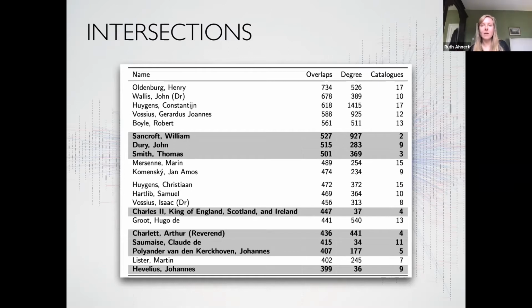And they're highlighted here in grey and overlapped or shared at least one connection with many other individuals. The method highlighted figures such as John Dury near the top of the list, who is found across 9 separate catalogues and overlaps with 515 people, and Johannes Hevelius, the Polish astronomer and politician, who's found in 9 separate catalogues despite a very low degree score of just 36. So these people are the manifestation of the letters as a technology of dispersal. Only by making the effort to connect these collections can we begin to understand the significance of such individuals.